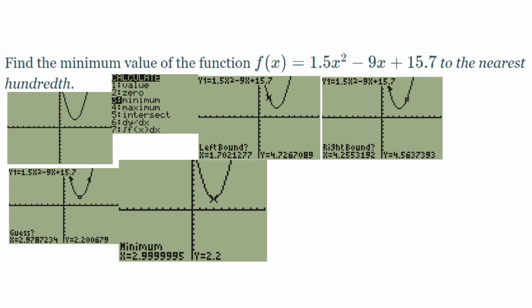So the vertex of this thing would be 3, 2.2, but it did not ask me for the vertex. What did it ask me for? Just the minimum value, right? So the minimum value here would be 2.2. Make sure you read and see what it's actually asking you for.